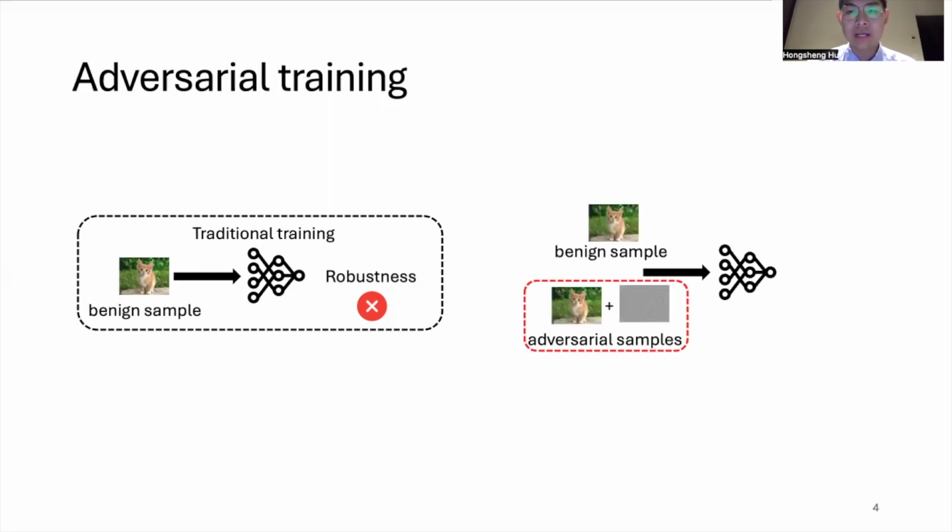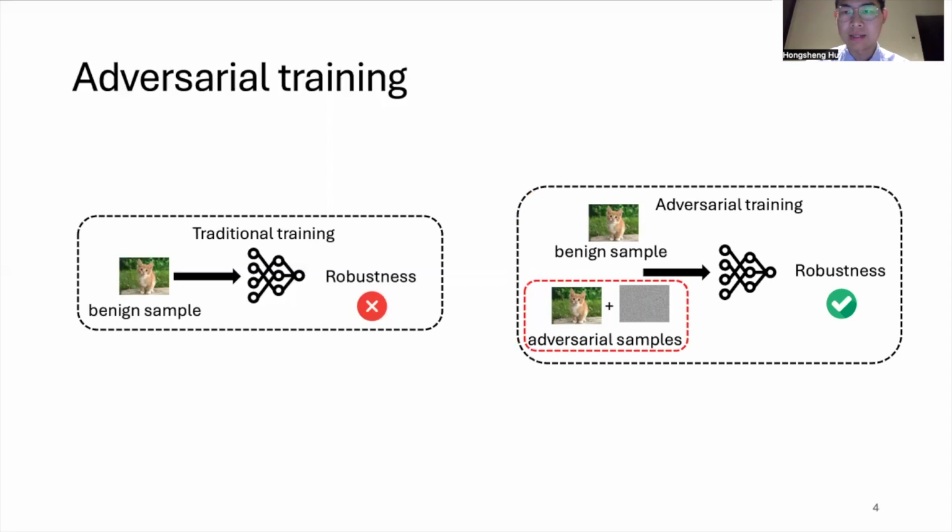Adversarial training is when we train the model, we not only feed the benign samples to the model, we also feed adversarial samples to the model. Because during training, the model has now seen the adversarial samples, the robustness of the model is enhanced. And this is the process of adversarial training.